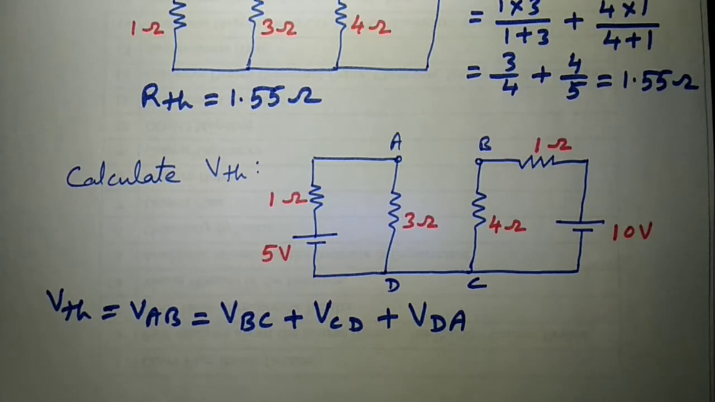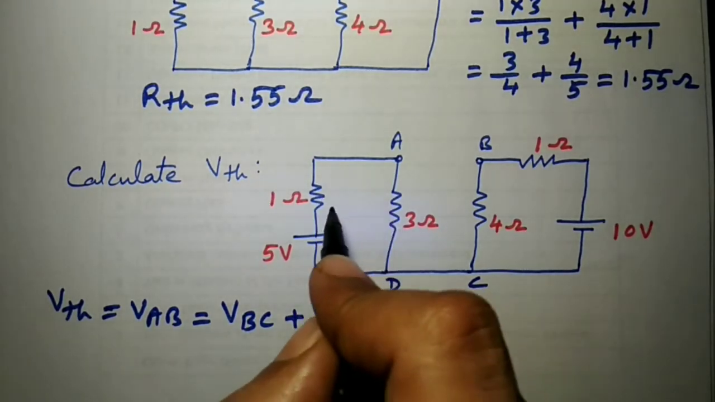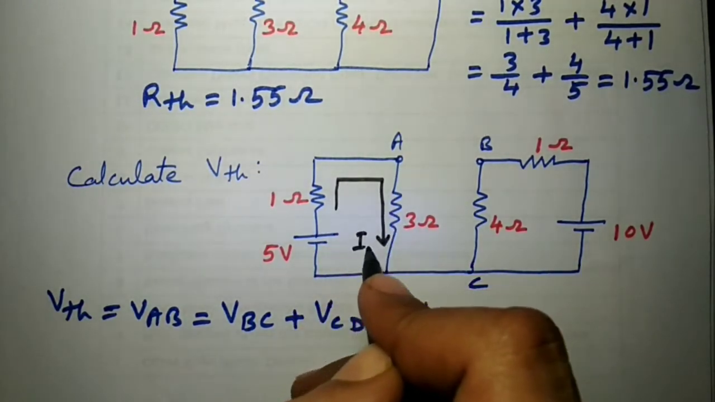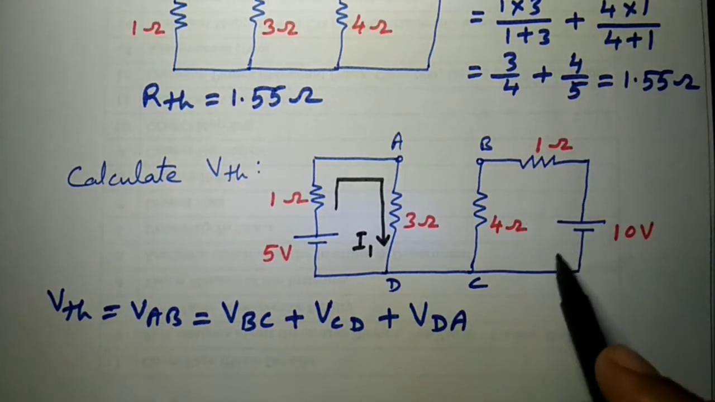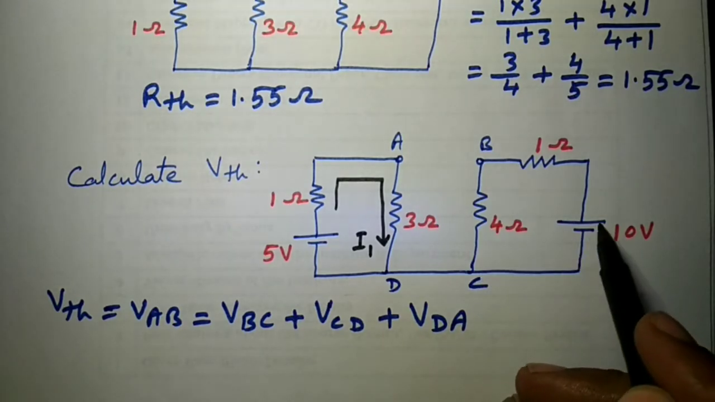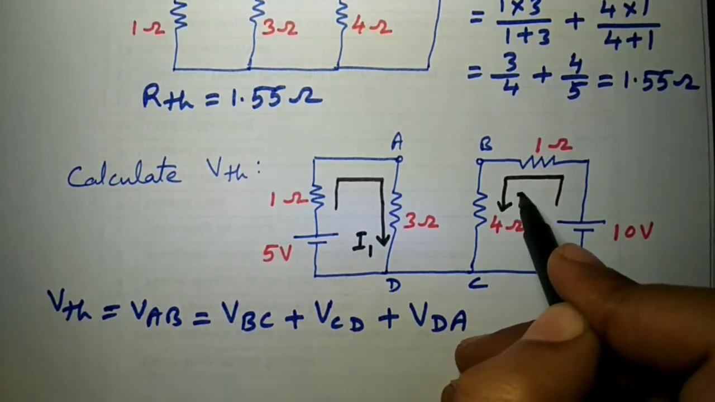Here we can see that in between A and D there is a 3 ohm resistance, and this 3 ohm resistance is the part of this closed loop. So definitely a current will flow here, let's say I1. Similarly, in this particular loop between B and C we have 4 ohm resistance. There is a 10 volt source. So another current will flow here, let's say I2.